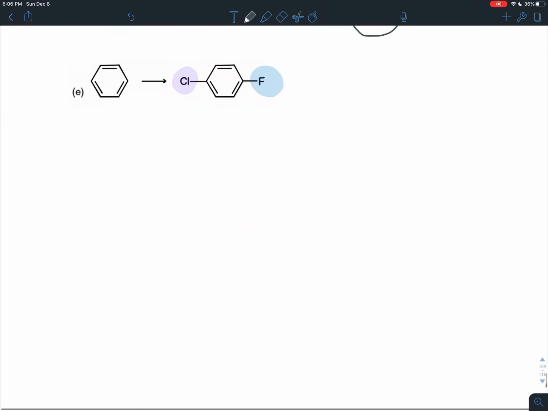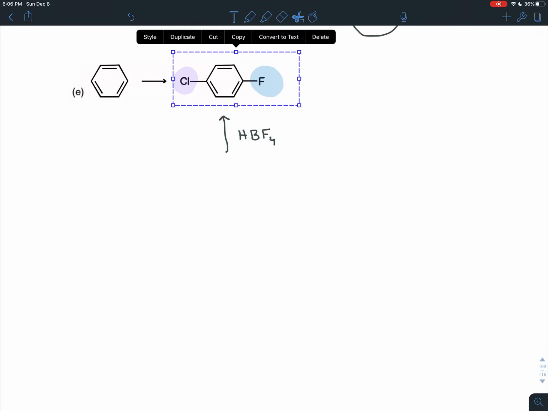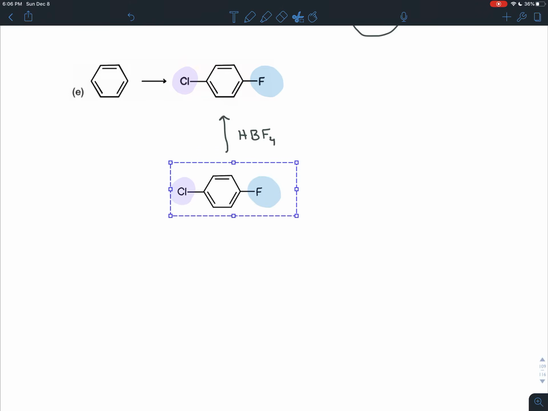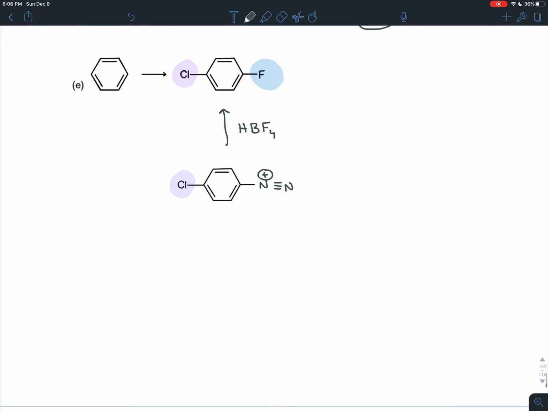So, if we had HBF4 and we treated a diazonium ion with that, one of the fluorine nucleophiles would displace the diazonium ion, and you'd get your fluorine on the ring. But how can we get a diazonium ion on a benzene ring?